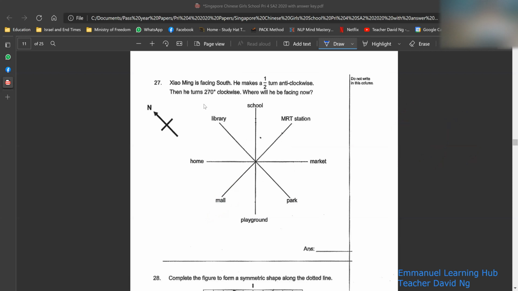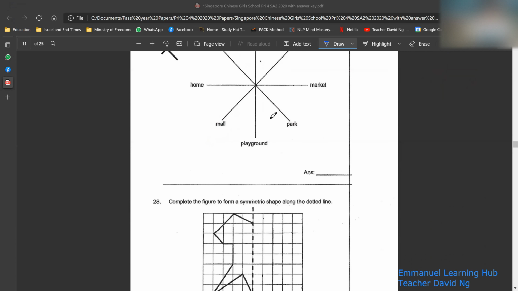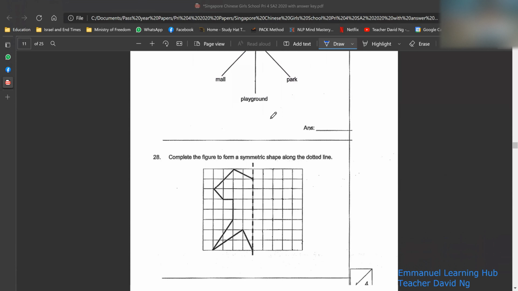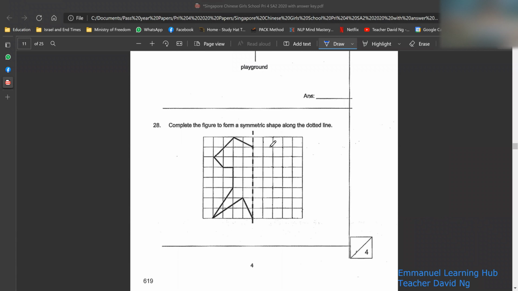Okay, 28. Complete the figure to form a symmetric shape along the dotted line. Okay, this one, do you get it right or wrong? I don't know. Nobody marks. I'm going to draw out this thing, then I see if it's correct, then you see if it's correct.